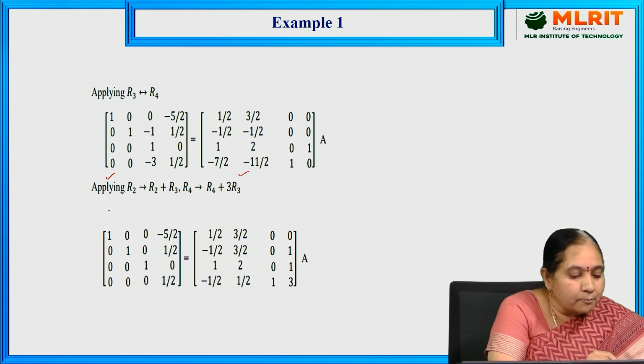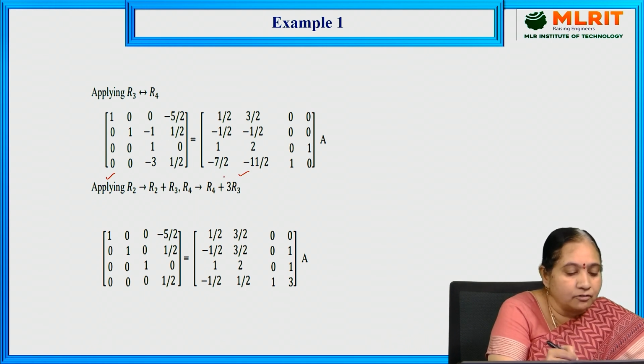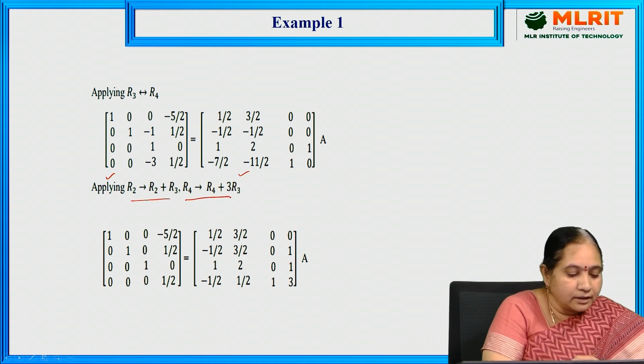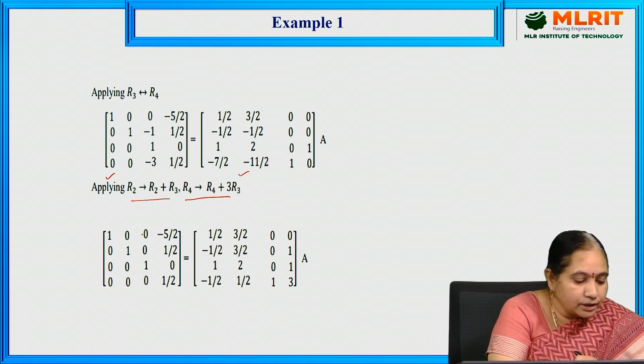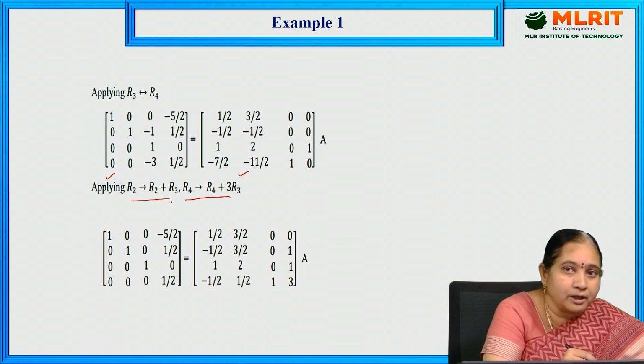Now apply the row transformation. R2 implies R2 plus R3 and R4 implies R4 plus 3R3. If we apply these two transformations, then we get the matrix 1, 0, 0, minus 5 by 2 and 0, 1, 0, 1 by 2 and 0, 0, 1, 0, 0, 0, 0, 1 by 2. Almost we are getting the identity matrix on LHS. So we apply these transformations until we get the LHS of the given matrix becomes identity matrix.